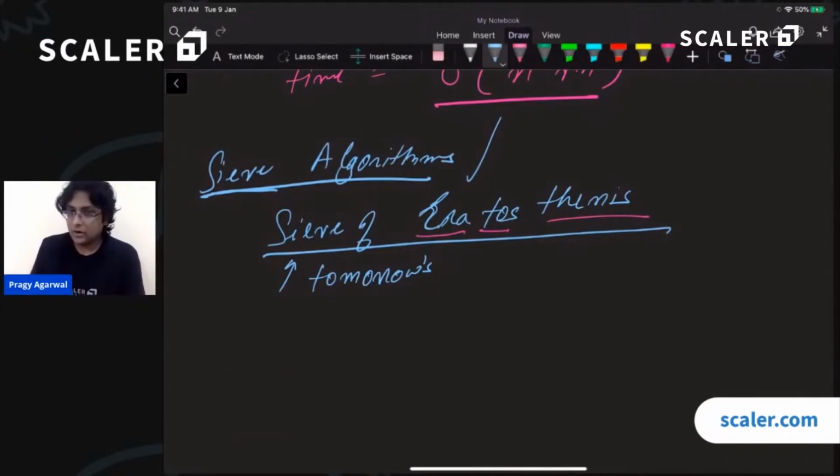And this is a very elegant algorithm. This is a very nice algorithm. It is also very simple to code. It only has like 5 to 6 lines of code, and that gives you a very powerful algorithm that finds all the prime numbers up to a given number.